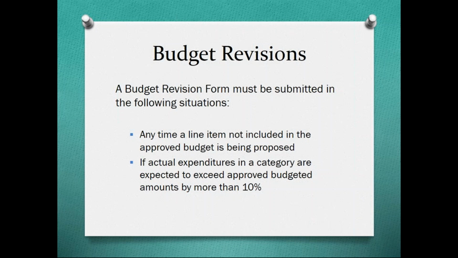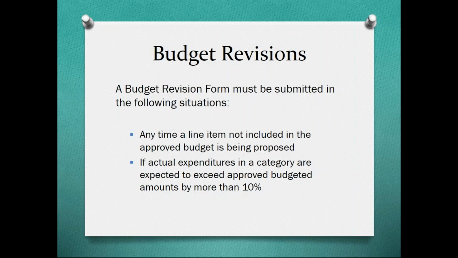A budget revision form must be submitted in the following situations. Number 1, anytime a line item not included in the approved budget is being proposed. For example, should you have the need to add additional personnel to your grant. And number 2, if actual expenditures in a category are expected to exceed approved budgeted amounts by more than 10%.